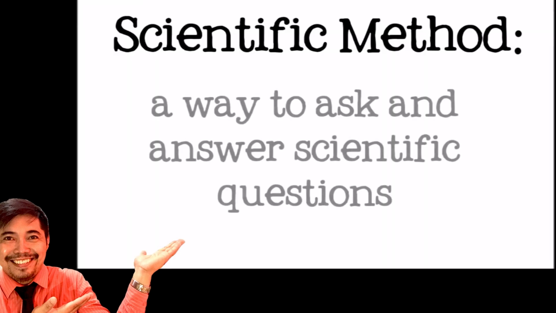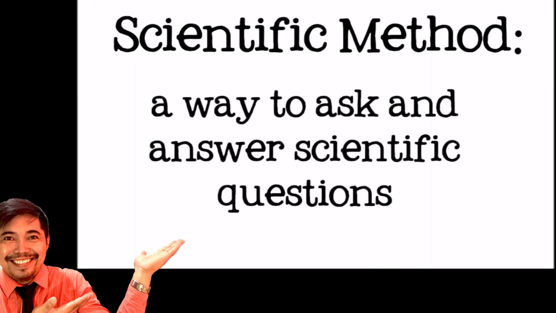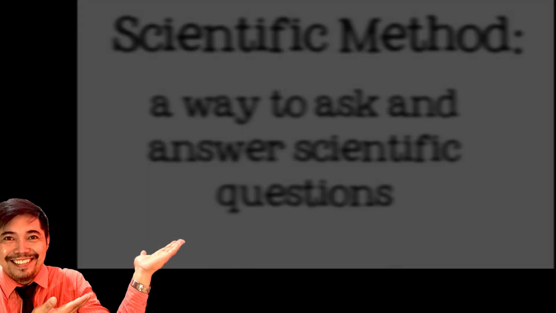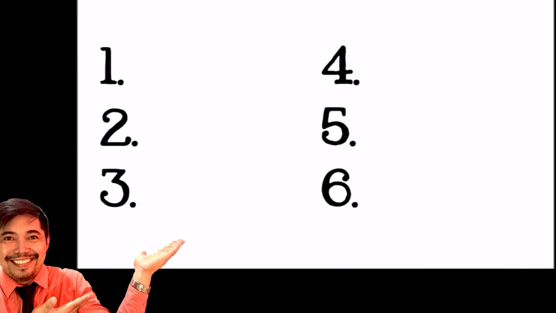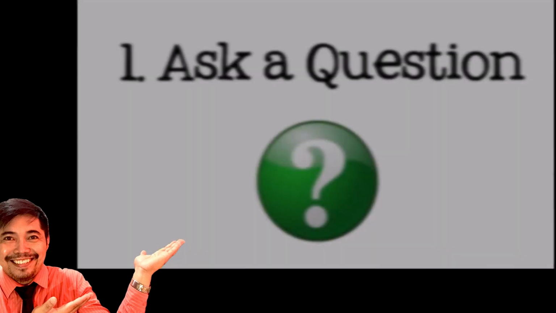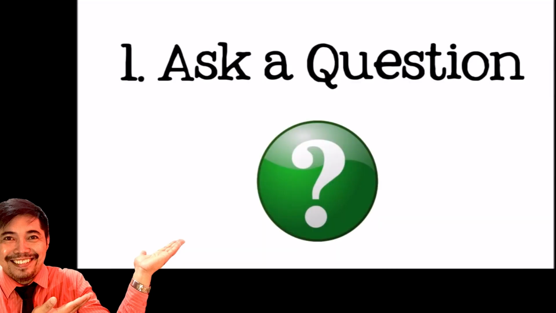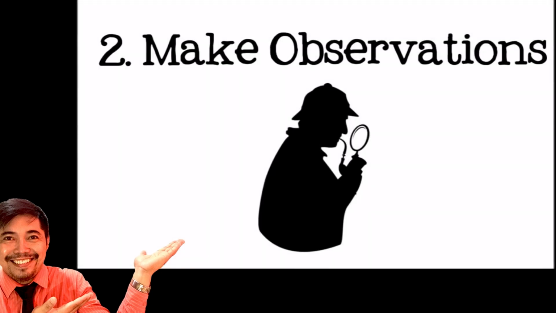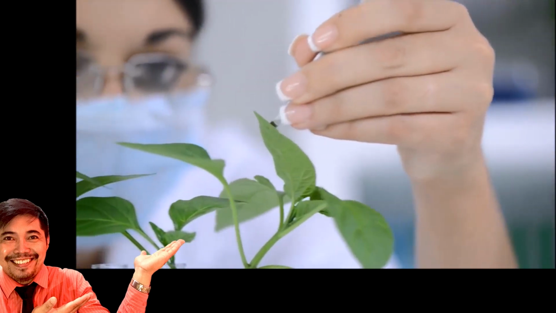The scientific method is a way to ask and answer questions by making observations and doing experiments. There are six simple steps to follow. First, you ask a question or identify the problem you would like to solve. Second, make observations and do research about your topic. Observation means to study carefully.